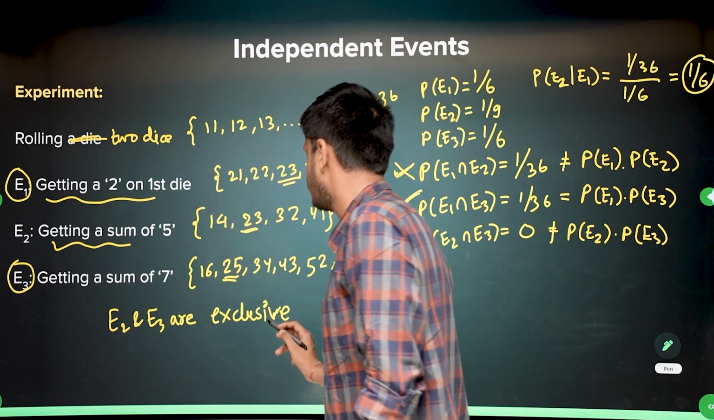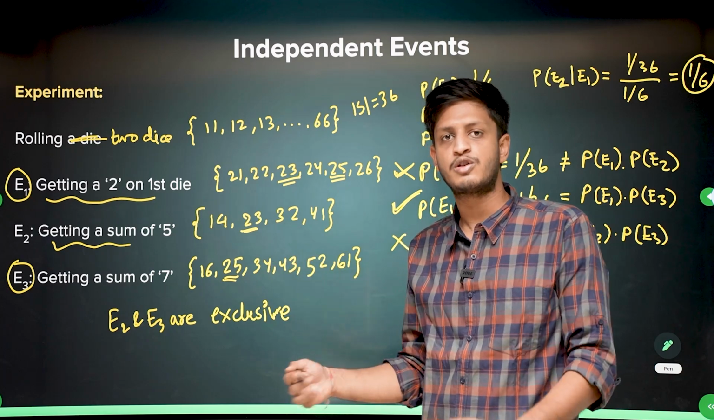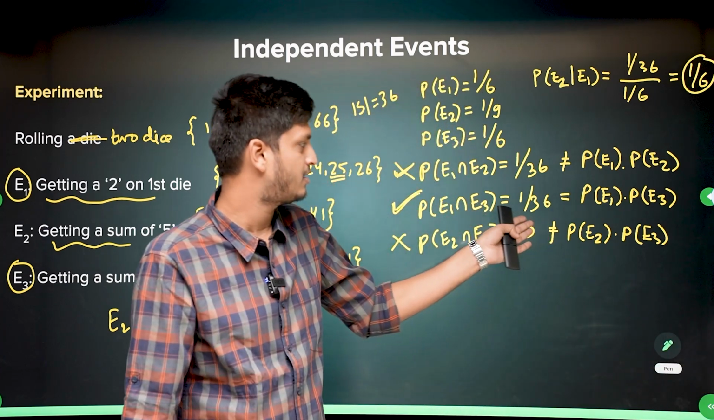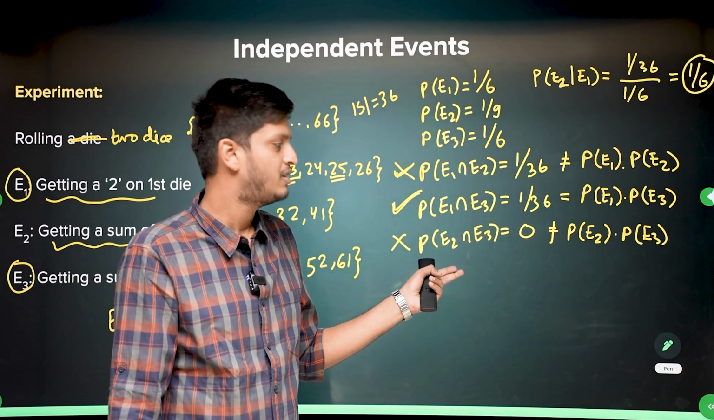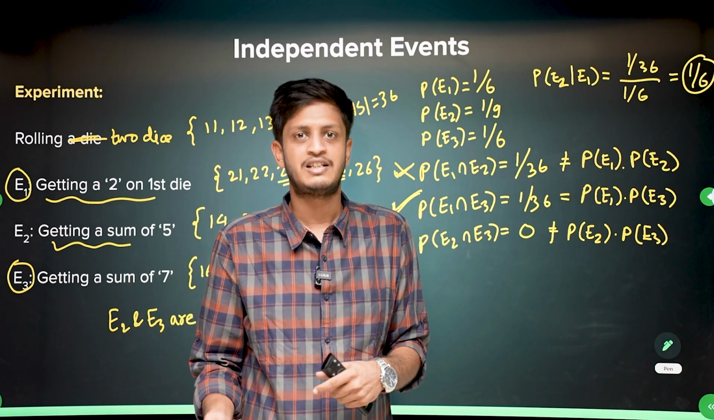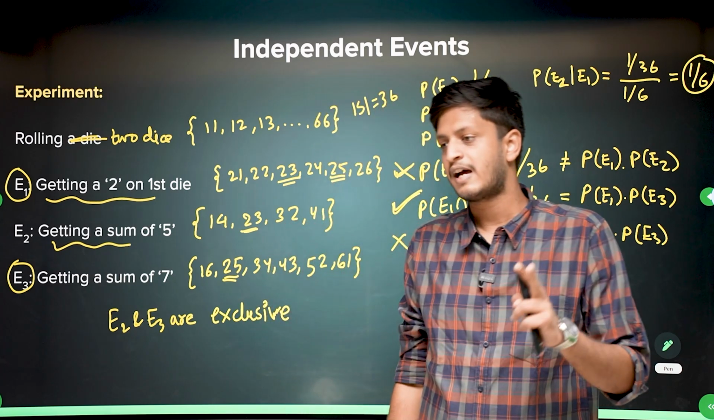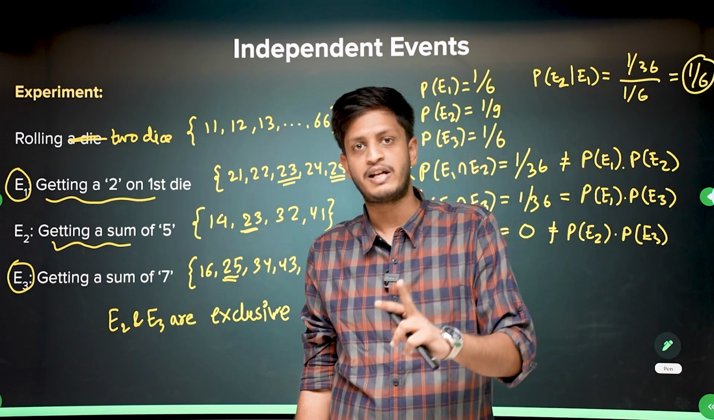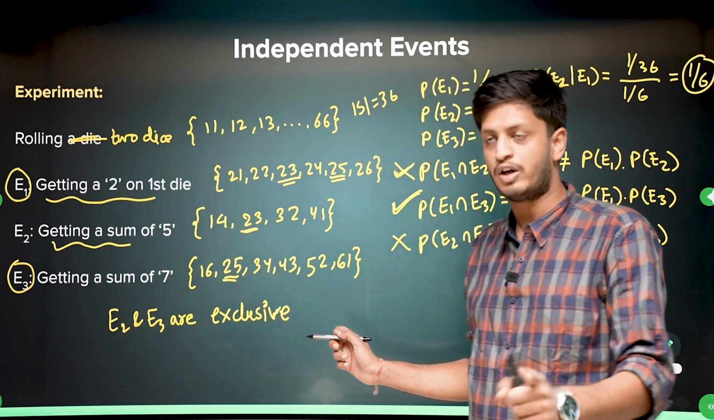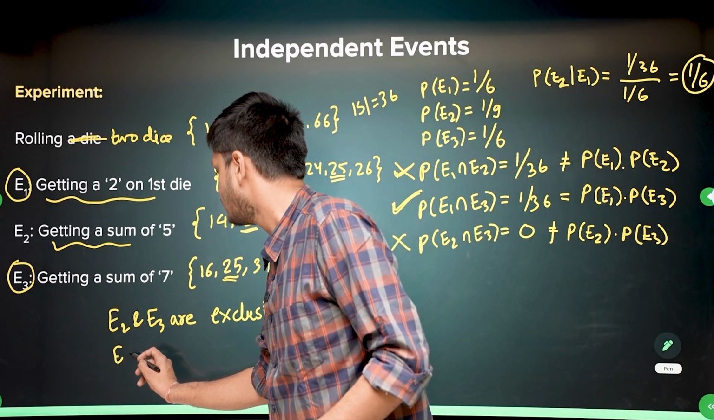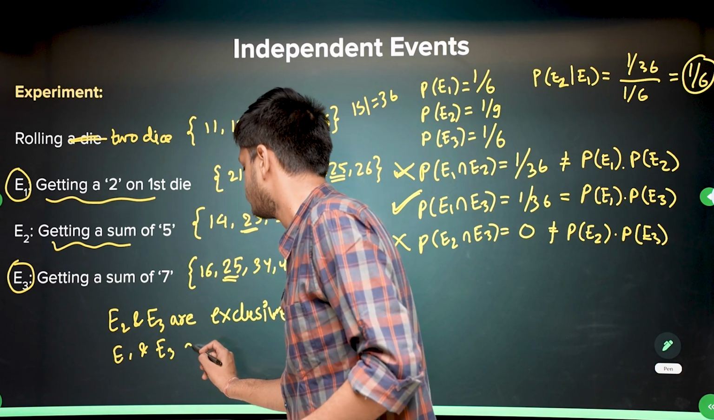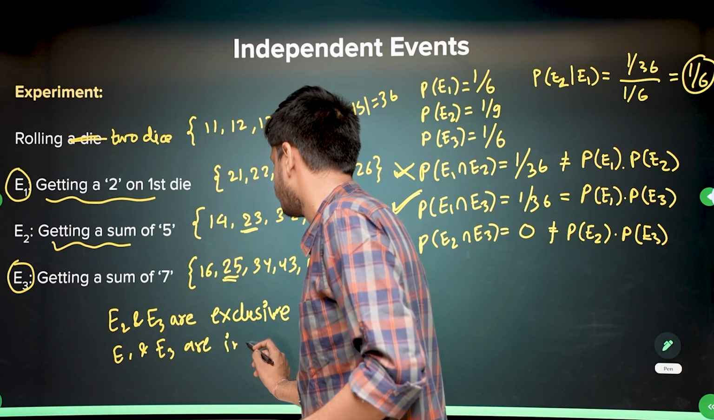We will see later that if there are 2 events with non-zero probability and they are mutually exclusive, they can never be independent. It's a proof as well. If they are mutually exclusive, the probability of their intersection will be 0, and if the individual probabilities are not 0, they will never be independent. So E2 and E3 are exclusive, not independent, and E1 and E3 are independent. These are the 2 relations that we have.